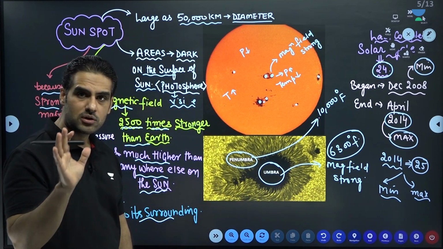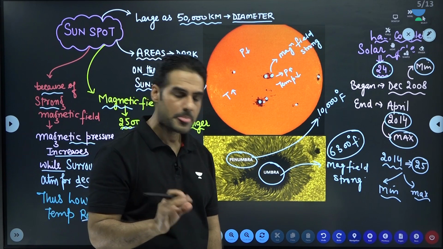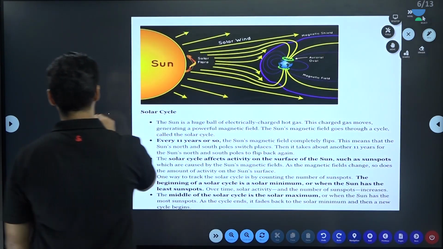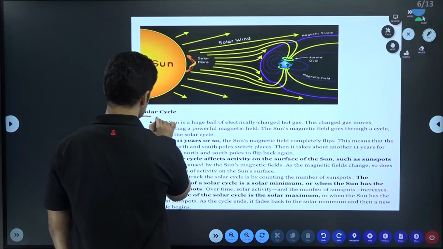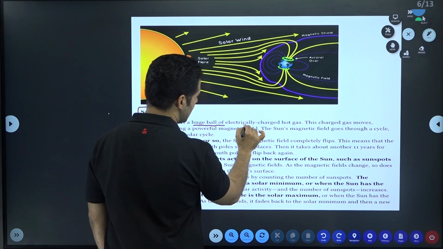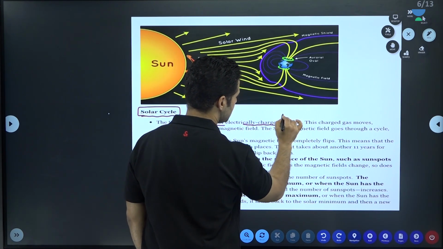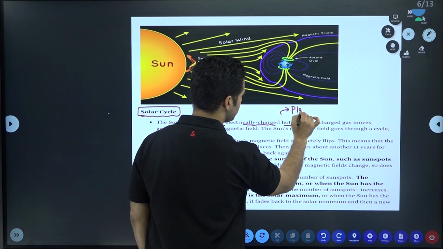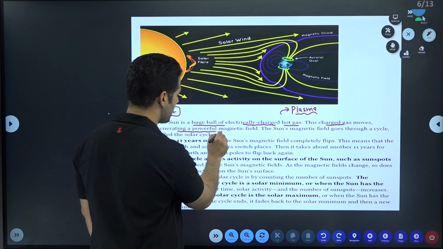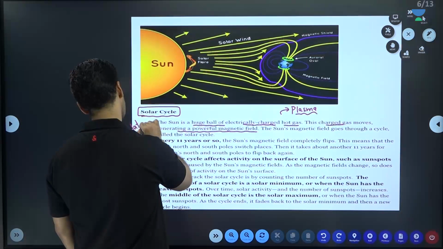So hope sunspot, penumbra, umbra, it is clear? Okay. Now let's focus on this part. Solar cycle. The sun is a huge ball of electrically charged hot gases. अभी मैंने कहा इसी को plasma. This charged gas moves, generating a powerful magnetic field. Rotation of sun.